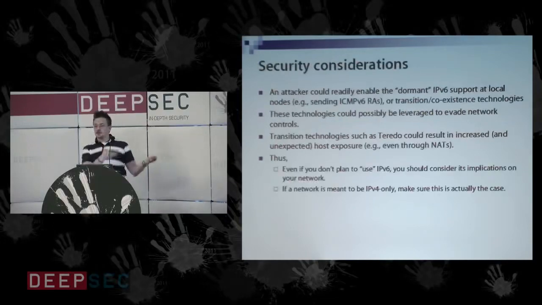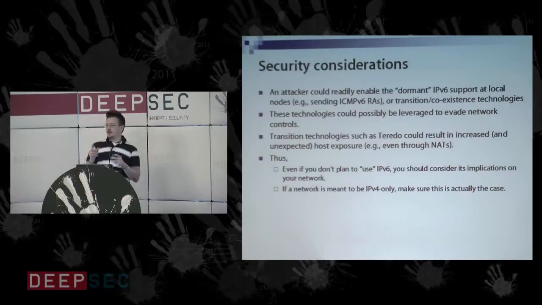The security implications of V6 on V4 networks could be, for example, that an attacker might connect to your network, enable the V6 connectivity in all of your systems, and leverage that to evade some security controls that you might have. And also, there's one technology that I mentioned before, Teredo, whose goal is to make hosts accessible through a NAT, which means that if you have Teredo running on your local network, your host could be accessible from the outside network, even if you are behind the NAT, okay?